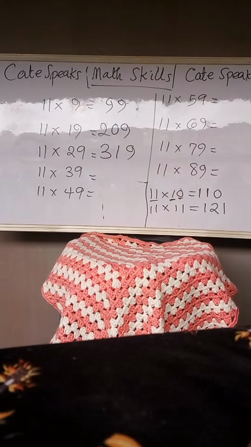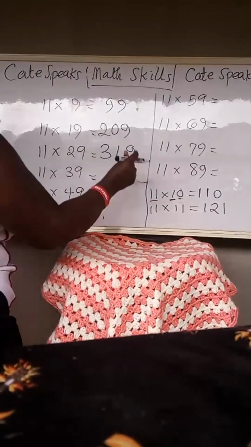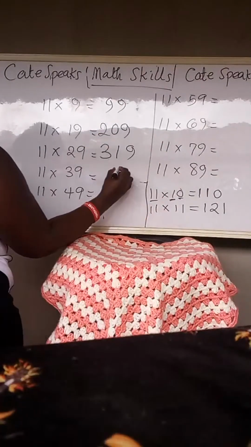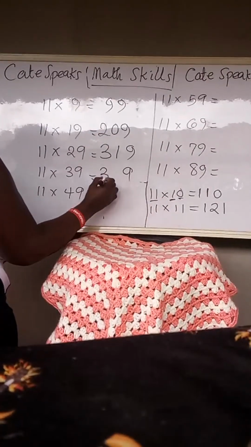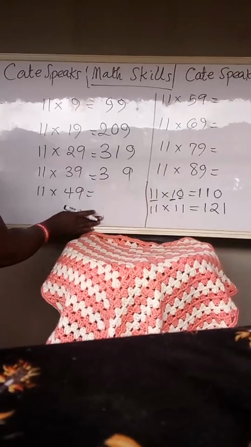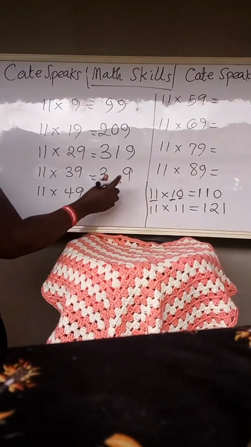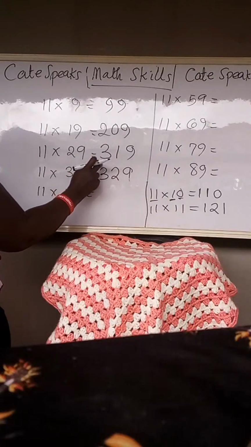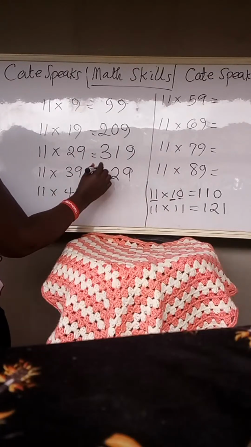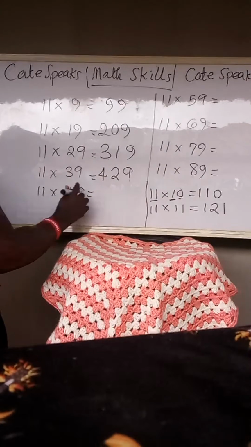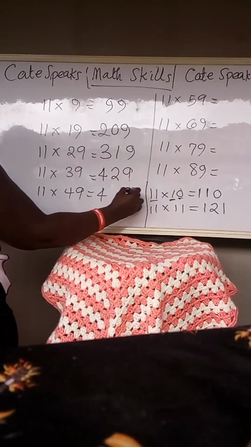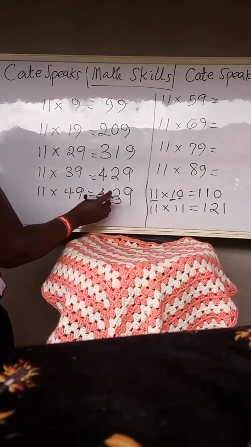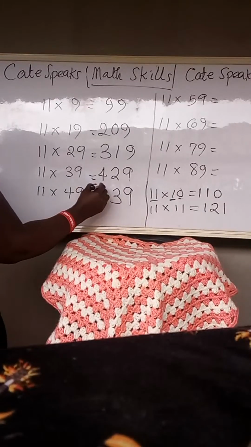All right. I hope you got the answer. So let's quickly do that. We have 11 times 39. We have 9 and 3. So 3 plus 9 is going to give us 12. So we have 2, and the 1, we add it here, making this 4. 11 times 49, the same thing. 4 and 9. 9 plus 4 is 13. I'm going to write 3 and make this 5.